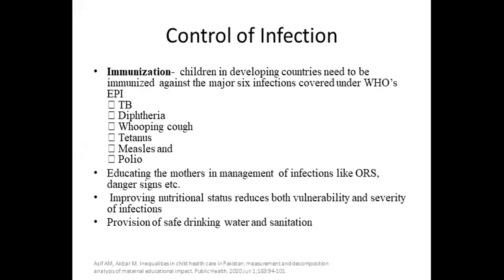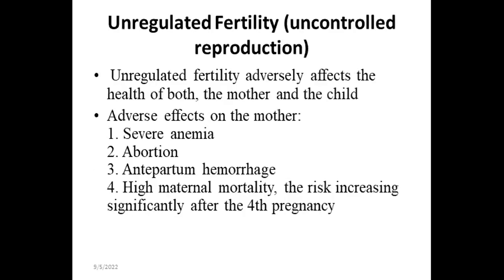Now, the control of infection. Immunization: children in developing countries need to be immunized against the 6 major infections covered under the WHO Expanded Program on Immunization, which include TB, diphtheria, whooping cough, tetanus, measles and polio. Educating mothers in management of infections, like oral rehydration strategies and danger signs, and improving nutritional status reduce both vulnerability and severity of infections, along with provision of safe drinking water and sanitation.